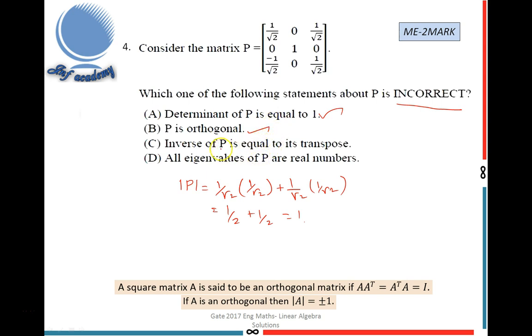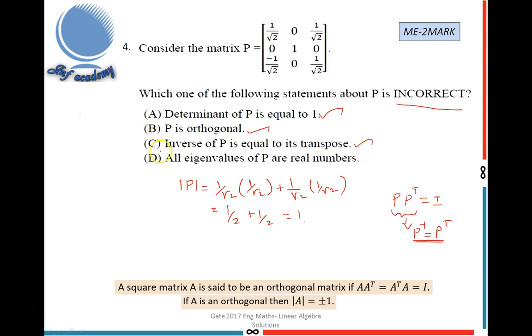And now let's move on to statement C. Inverse of P is equal to its transpose. This is also correct. Why? How? P is orthogonal means, by definition, P into P transpose equals I. P into P transpose equals I means P transpose is P inverse only. So inverse of P is equal to its transpose. Statement C is also correct.